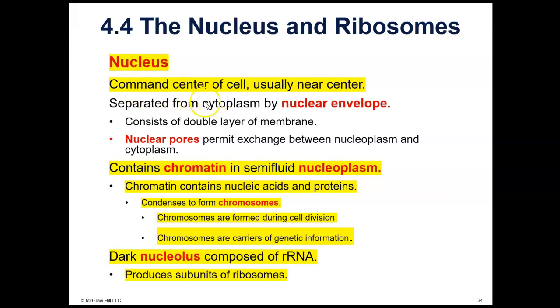It does contain the DNA, and the DNA is either in a form called chromatin. Chromatin is kind of very spread out DNA. It's not condensed into any shape. It's just spread out. A bunch of very, very small strands spread out throughout the nucleus. But when the cell gets ready to divide, the DNA condenses, the chromatin condenses to form chromosomes.